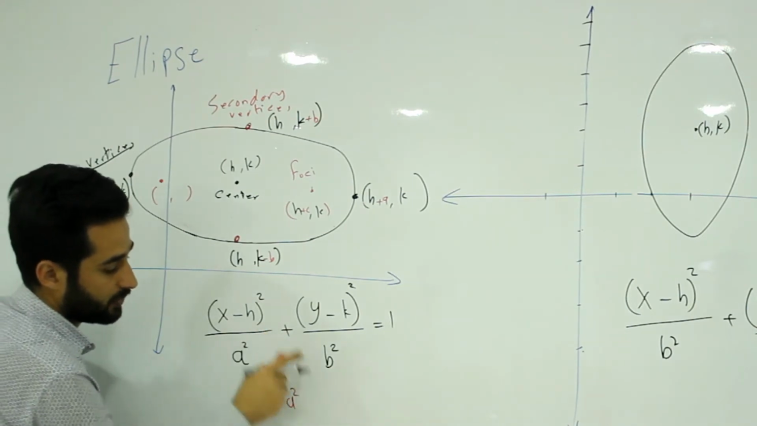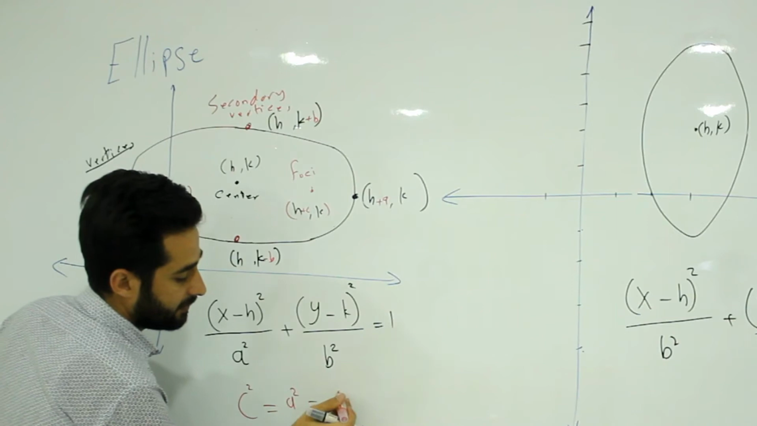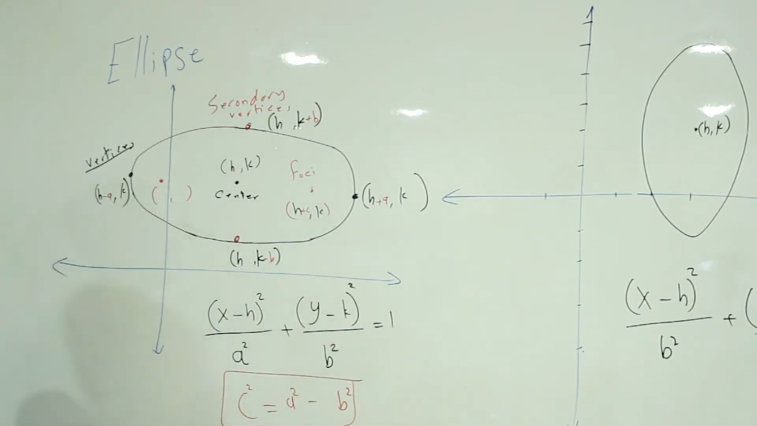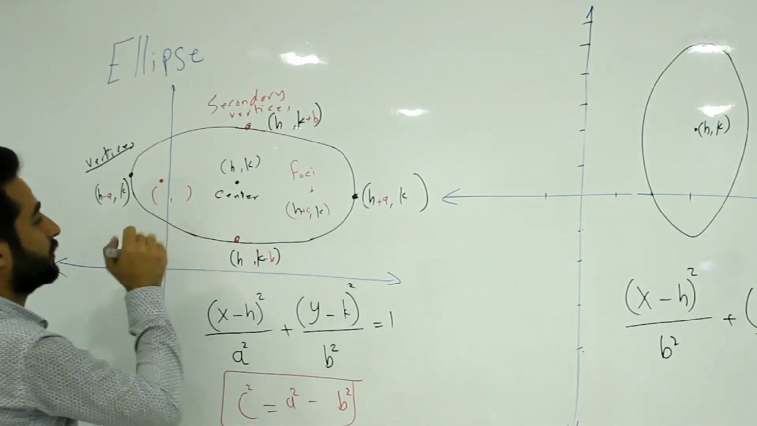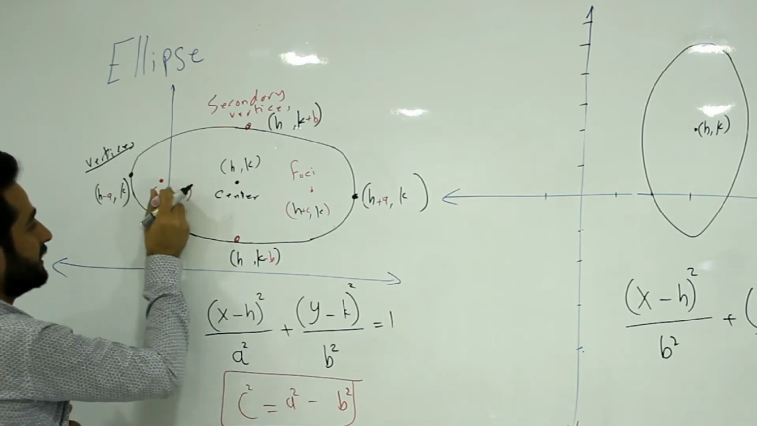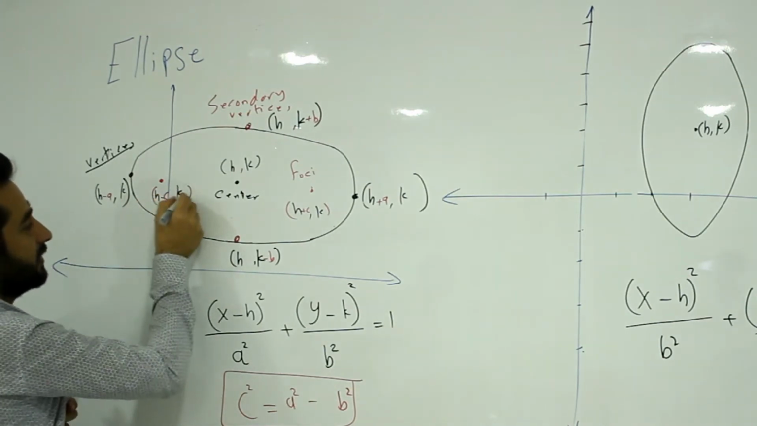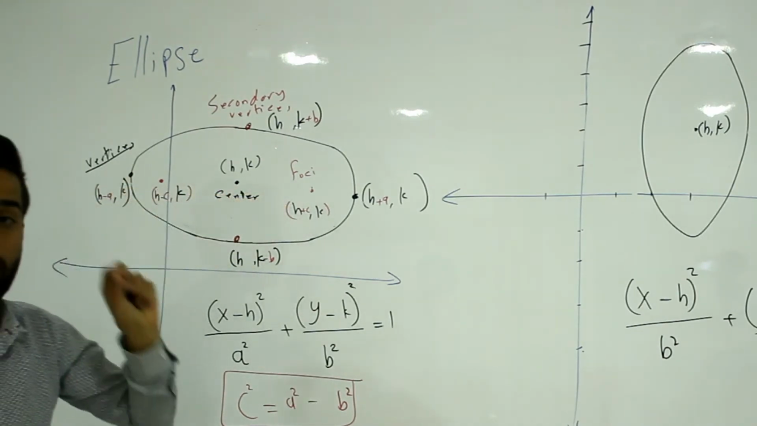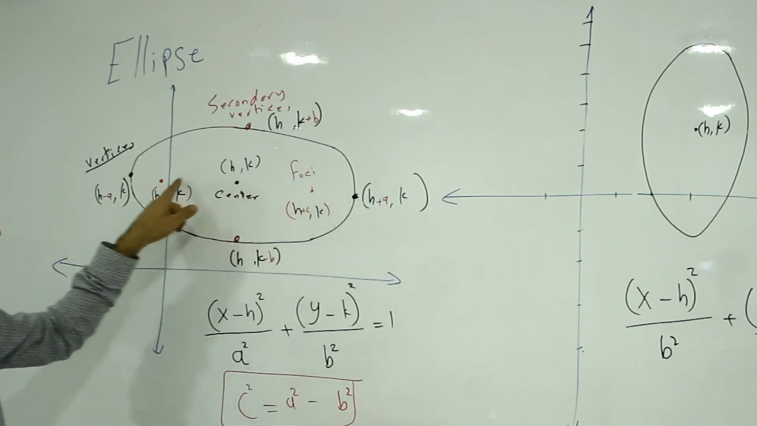This is plus. The opposite of plus is minus b squared. So this is the rule for finding the letter c, and we will find the focus by this. Here we can say (h minus c, k). Pay attention to those 1, 2, 3, 4, 5 points.